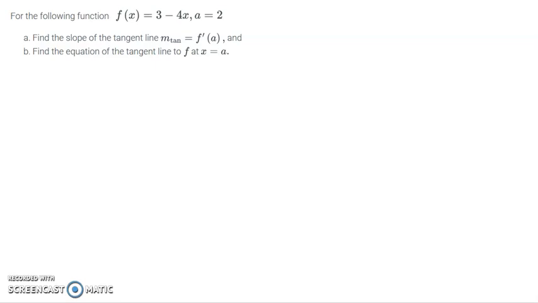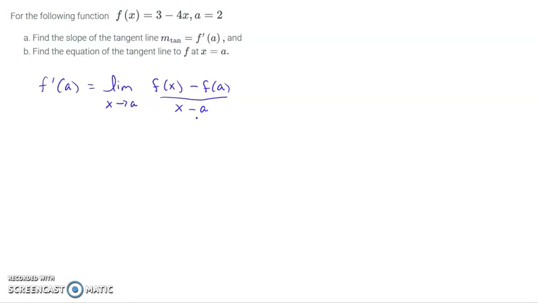We're going to be working with the function f of x equals 3 minus 4x, and we're going to be looking at an a value of 2. And part A in this example says to find the slope of the tangent line, which is going to be f prime of a. So let's go ahead and use our first option there. F prime of a is going to be equal to the limit as x goes to a of f of x minus f of a in our numerator and x minus a in our denominator.